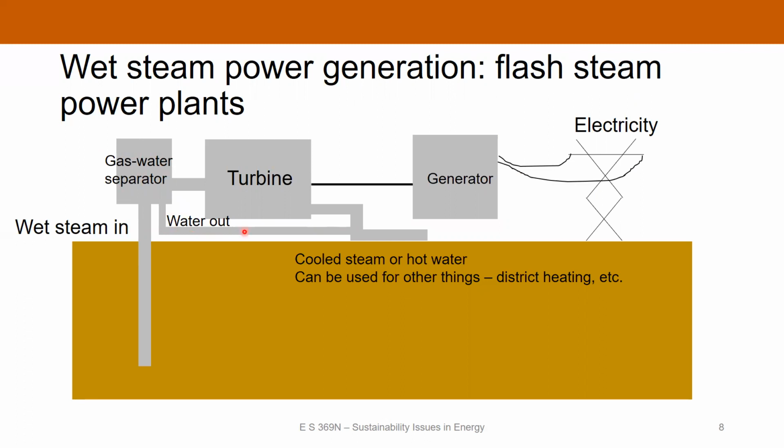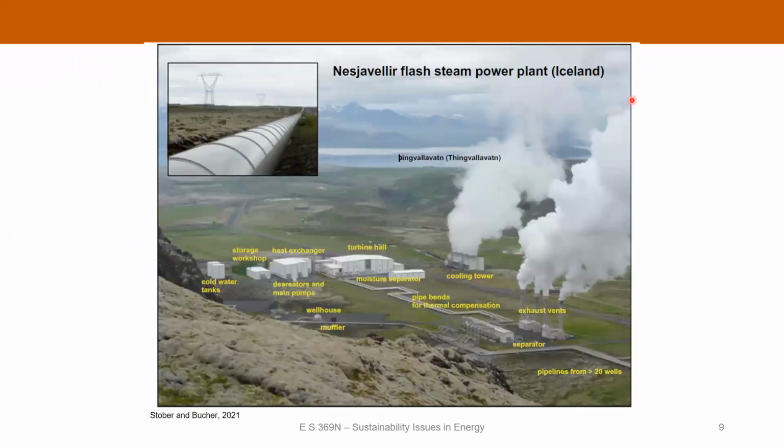And this water that's separated will then mix with the effluent from the turbine. Then same thing, you can use that hot water. Generators over here, and it provides electricity. So slightly different setup. Here's a flash steam power plant in Iceland.